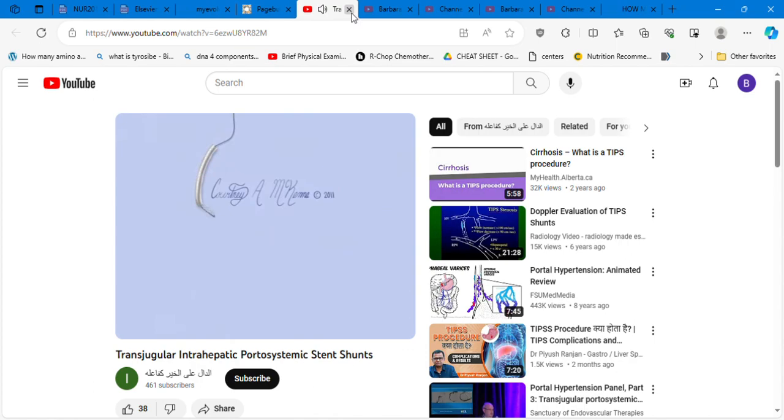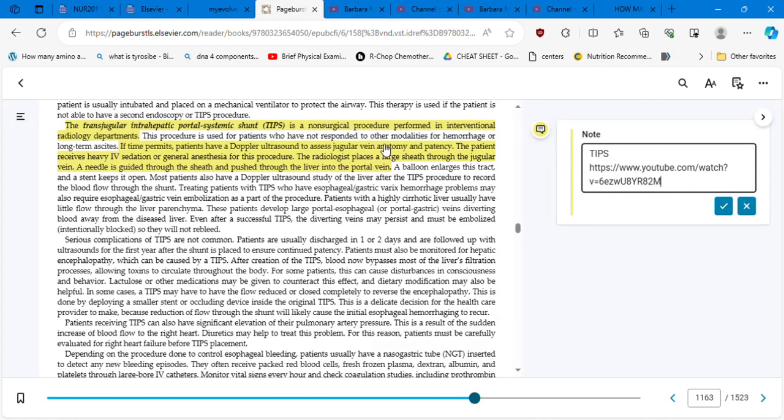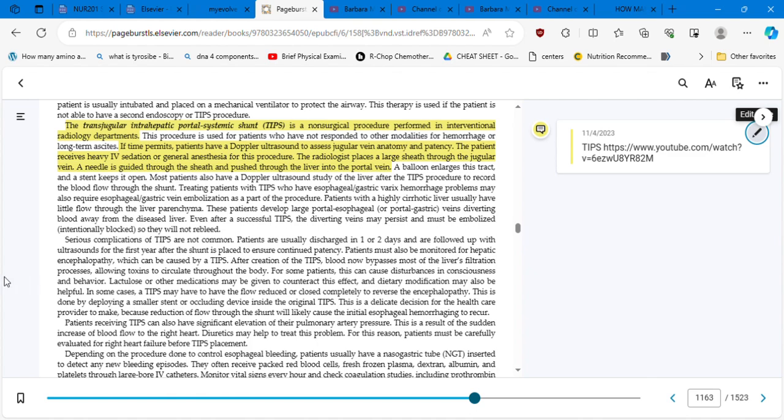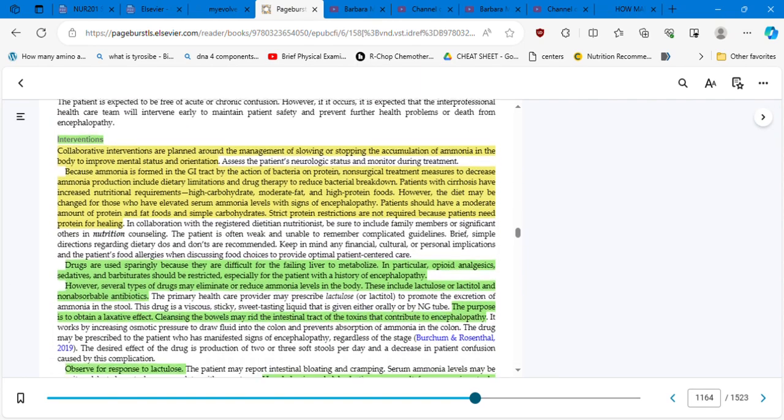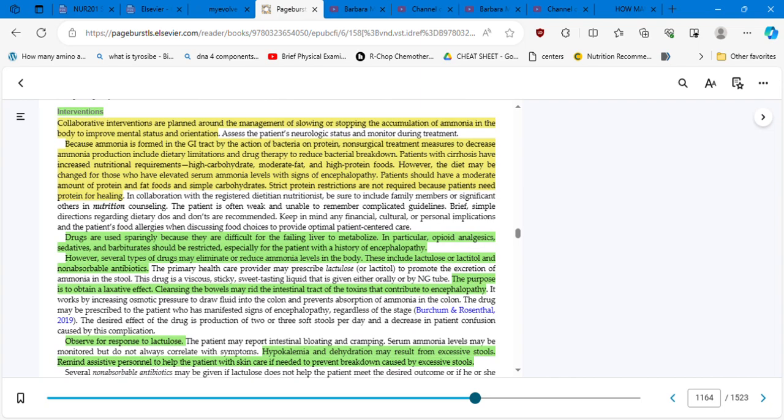Thank you for your collaboration in this lecture. So there you go. You know how the transjugular intrahepatic portosystemic shunt is done. The intervention, we know that.